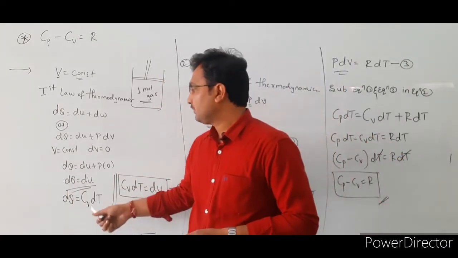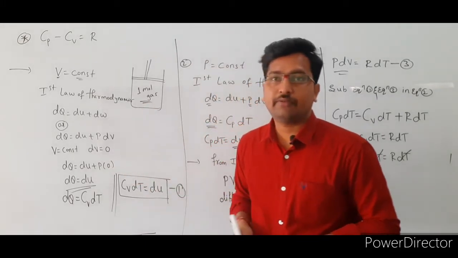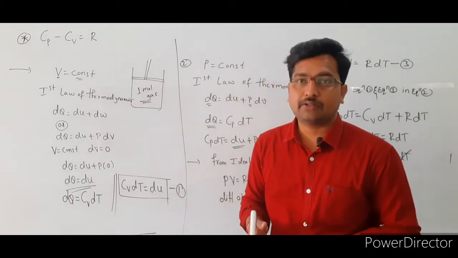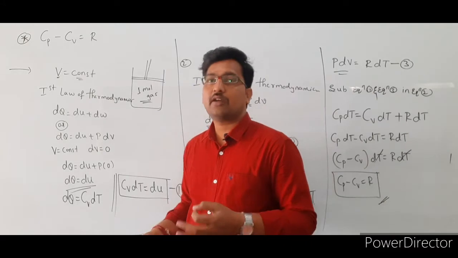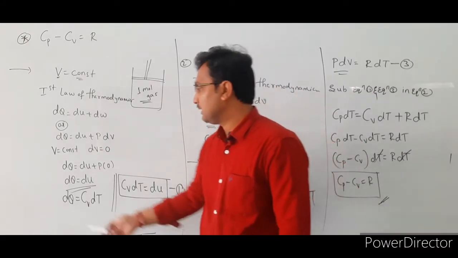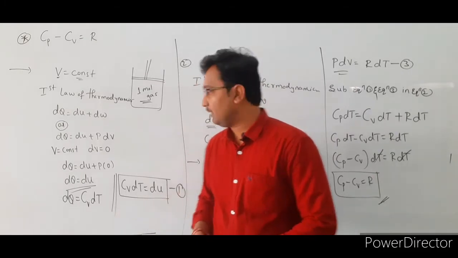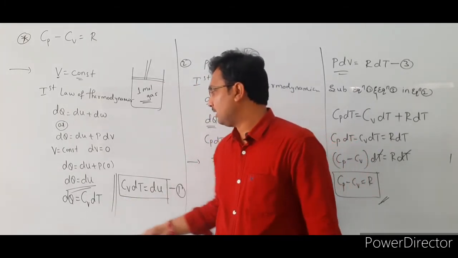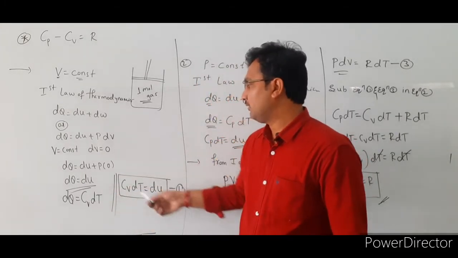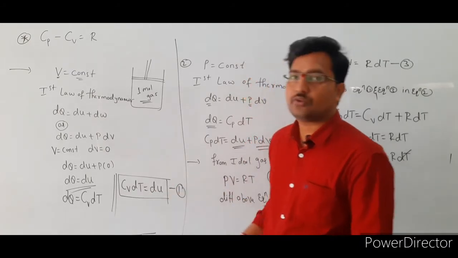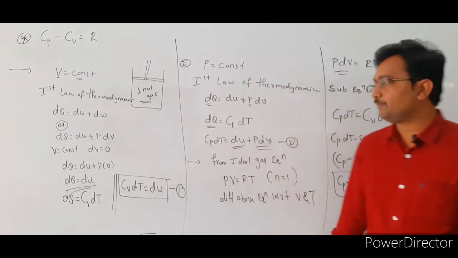Okay. Then in this case, we are going to supply some amount of energy. How much heat energy is supplied to that system? From the definition of molar specific heat capacity, dq is equal to Cv dT. Then substitute the dq value in this equation, and we will get the equation Cv dT is equal to dU. So this is our equation number 1.